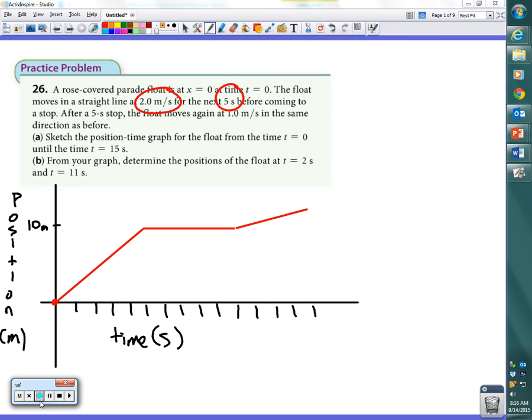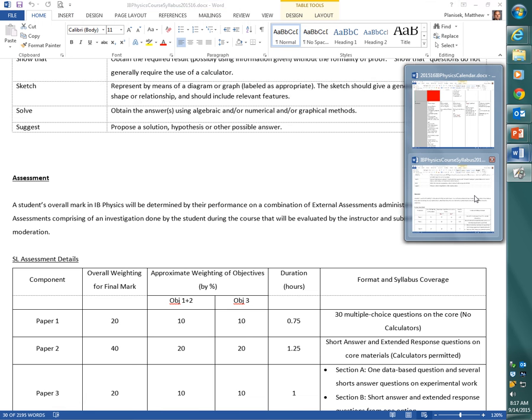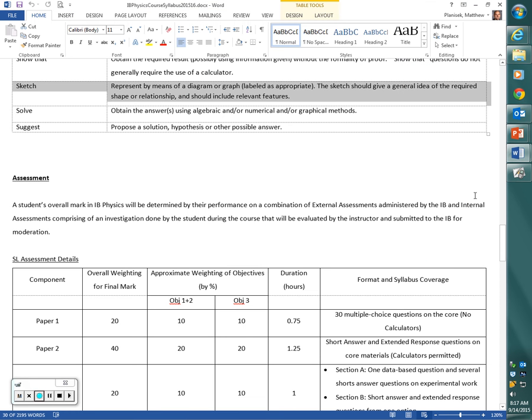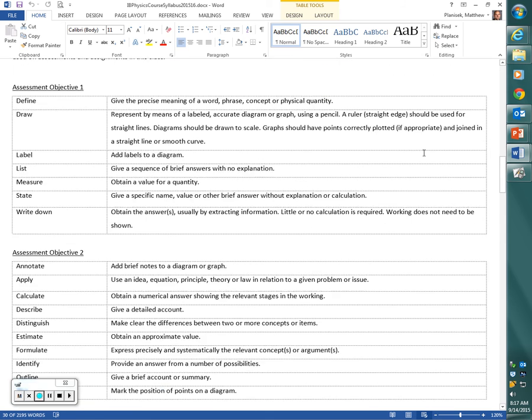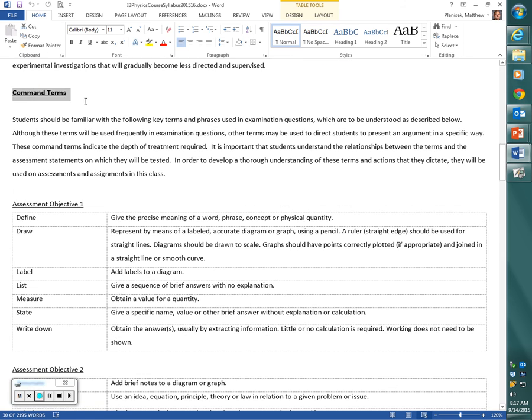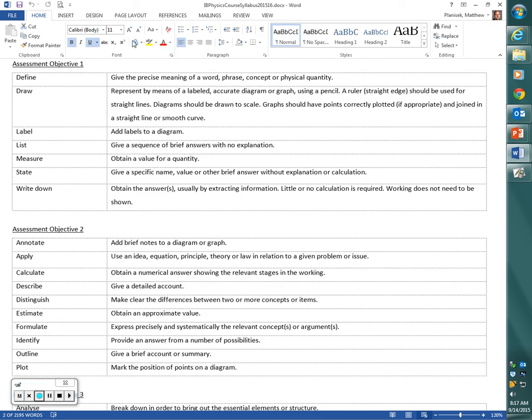So, first, part A right here, it tells us to sketch the position versus time graph. Going back to, and I didn't tell you to pull this out, that's okay, right? This is our syllabus from the very beginning of the year, including the command terms that we introduced on Friday, right? This language of what IB uses to try and convey what they want you to do on their assessments.